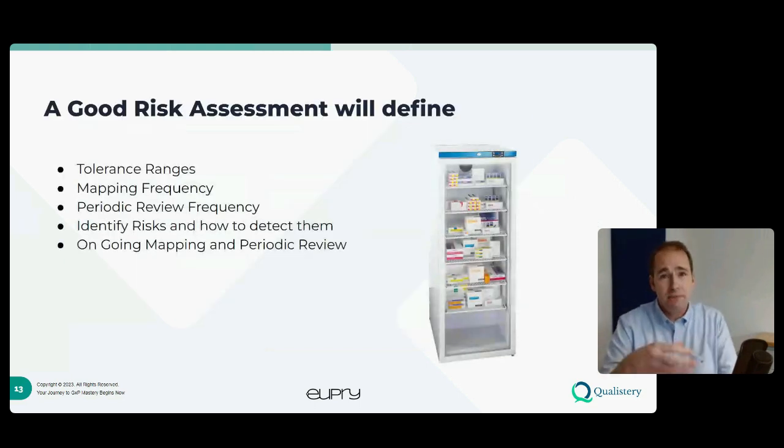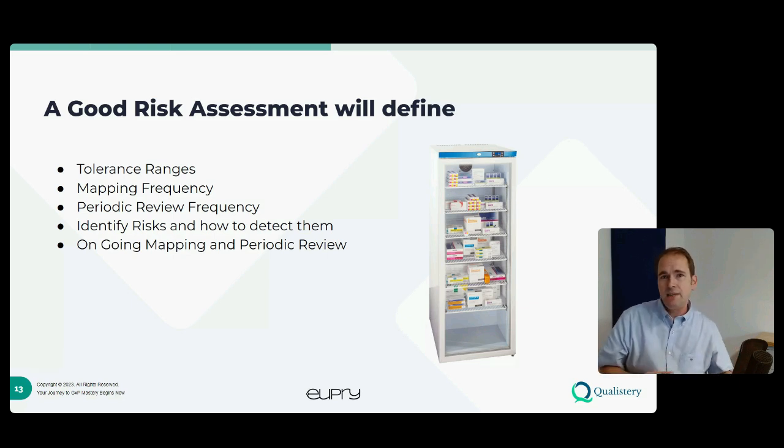So that risk assessment is going to tell us what kind of tolerance ranges we need. So is it a 2 to 8 degree refrigerator? Is it an incubator that might have humidity or CO2 as well? It's also going to look at the frequency, the mapping frequency. So how often do we need to perform temperature mapping? If this is an instrument which isn't patient critical, then we might do it less frequently. If there's no issue with the product, again, we might do it less frequently. So we decide that frequency based on the criticality of the unit.